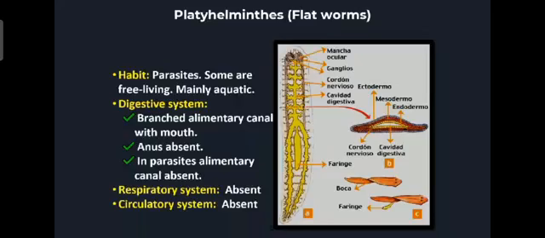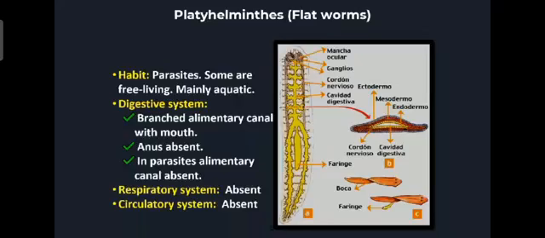Then these are free living and mainly aquatic. Freely they are living, they are not living in groups. Freely they are living and mainly aquatic. In the water you will find the majority of these Platyhelminthes. Clear? Then, flatworms are bilaterally symmetrical. You know what bilateral symmetry is.